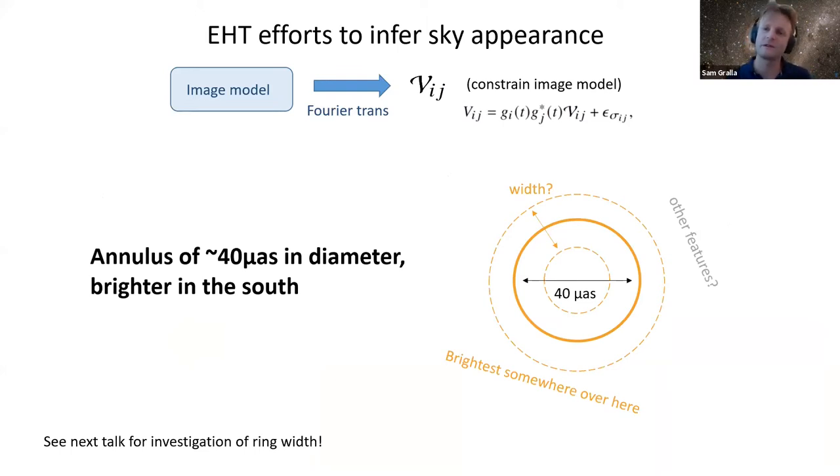And so instead of visualizing a single poster child image, I find it more profitable to have a picture kind of like this in mind, a kind of skeleton of the image, which says, well, we know there's a ring of about 40 microarcseconds in diameter, but we're not so sure how wide it is. We think it's brighter in the south, but it could be up here, could be over there, something like that. And there might be some other features. So this is my summary of what the data tell us according to EHT, and backed up by some of the analysis we've done about the sky appearance.